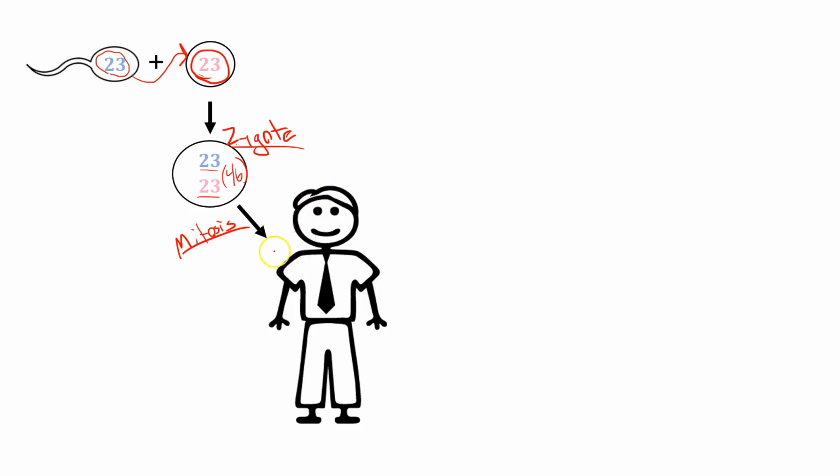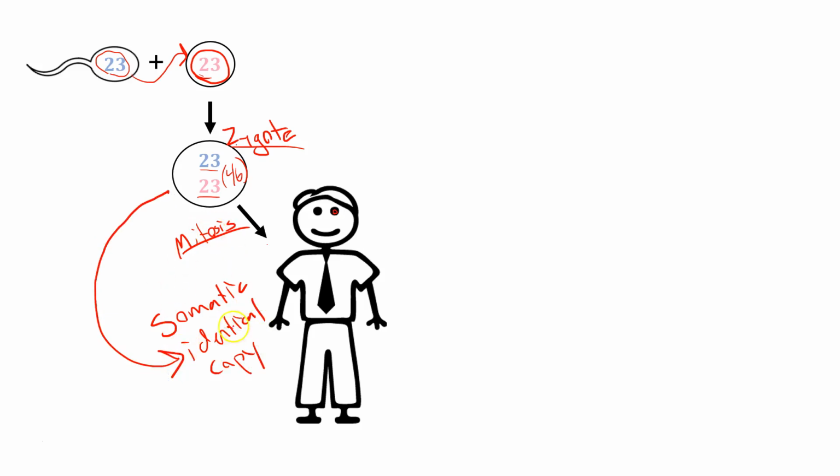And because of that, all of the cells in this person, whether it's his eyes or his brain cells or skin cells or muscle cells or pancreas cells or liver cells or small intestine cells, any cell in this person's body is called a somatic cell. And it is an identical copy of the zygote, because that's what mitosis does. It makes identical copies of cells.